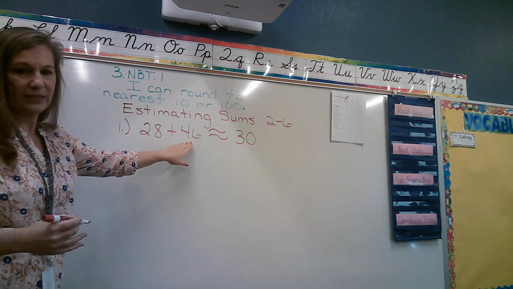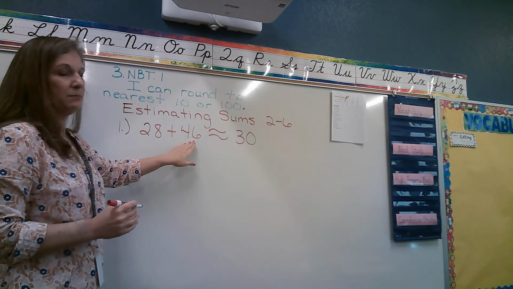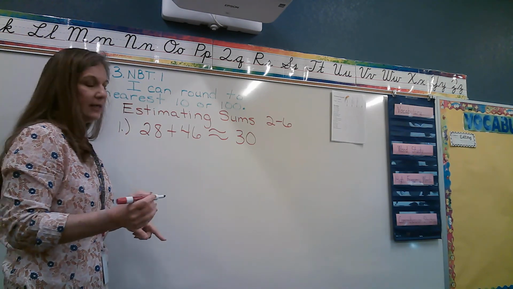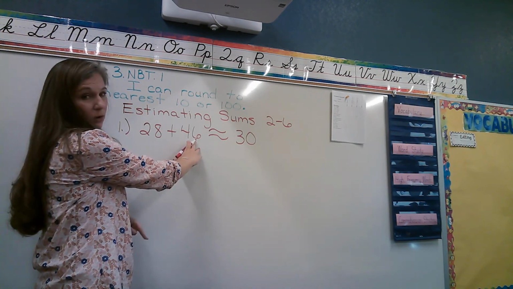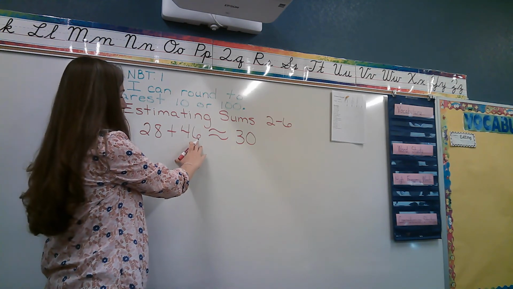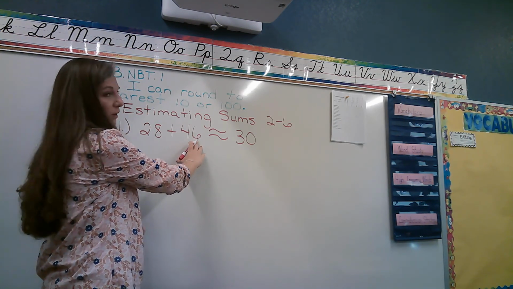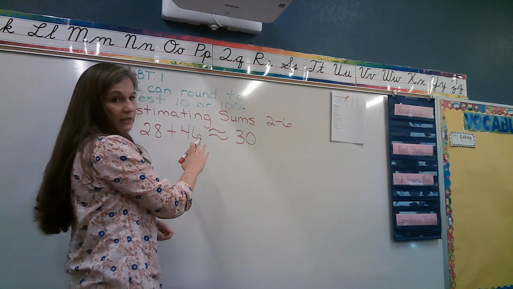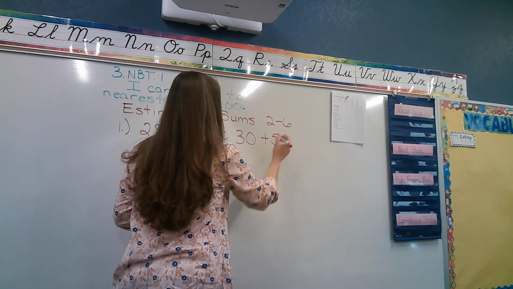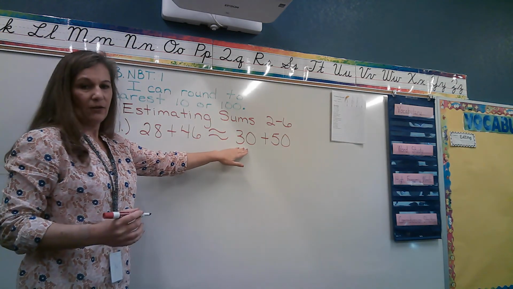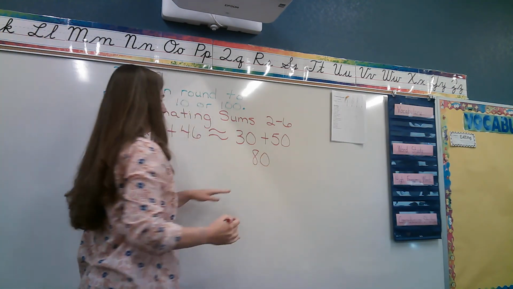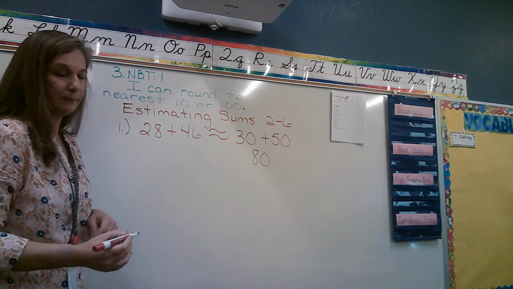Okay, when we take 46, 46 is between 40 and the next 10, which is 50. And remember, we always look at the ones place. It's past 45. So if it's past 5 in our ones place, we know we are going to round up to the next 10, which is 50. Now, if we add our 30 and our 50, we are going to get 80 as our rounded sum.